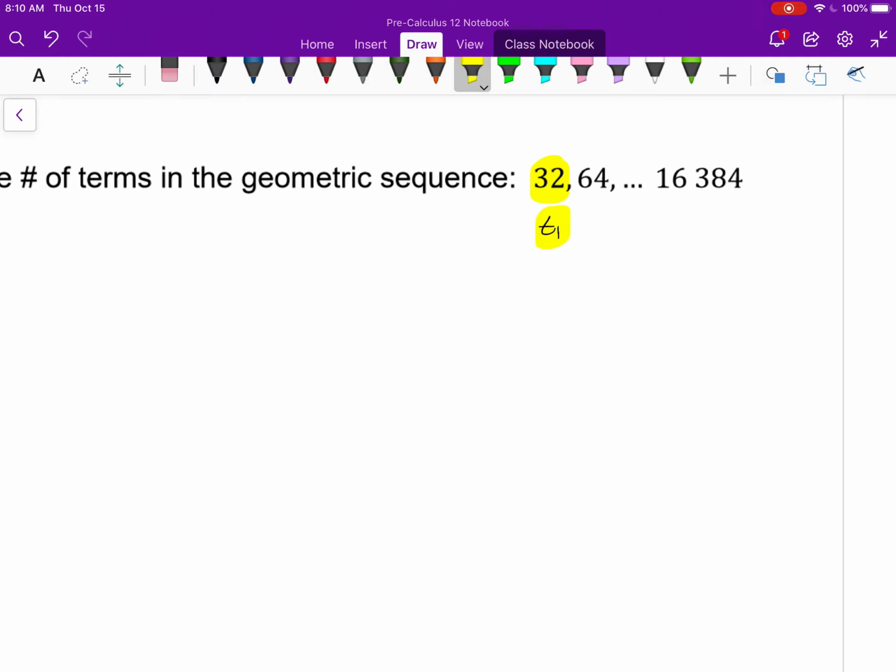64 is my second term, so T2. Then I skip a number of terms, and I end up with 16,384. That is term I don't know. I'm trying to figure out, so I'll call that Tn. I'm trying to figure out n.